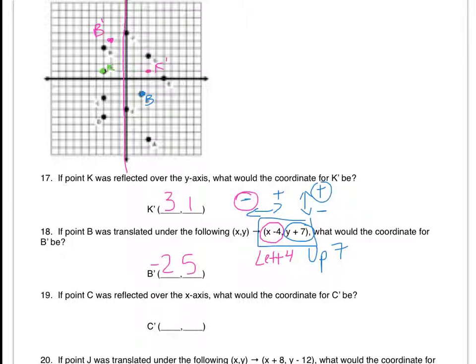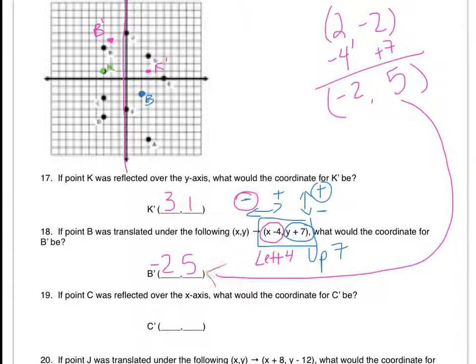So remember, I can check myself because B started out as 2, -2. So if I subtract 4 and add 7, 2 minus 4 is -2. -2 plus 7 is 5. So is that what I got right here? Yes, it is, so I'm good.